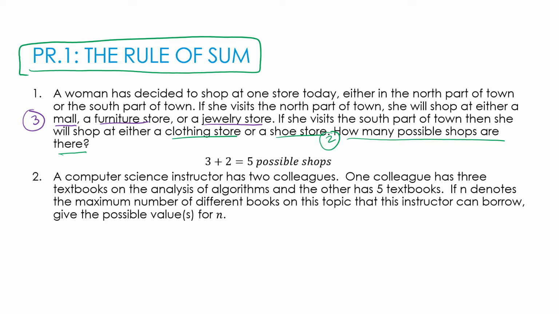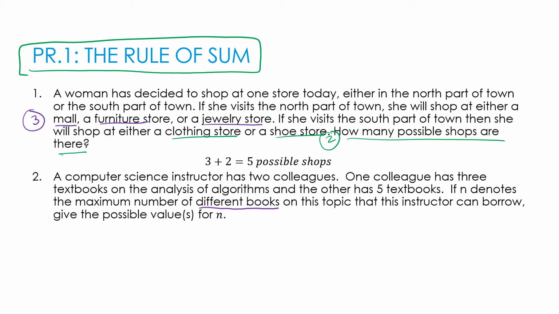Question 2, not quite as straightforward. This one says a computer science instructor has 2 colleagues. One has 3 textbooks on the analysis of algorithms. Great reading, I'm sure. And the other has 5 textbooks. If N denotes the maximum number of different books on the topic that the instructor can borrow, give the possible values for N. So the key word here that I want to point out is that we're talking about different books.